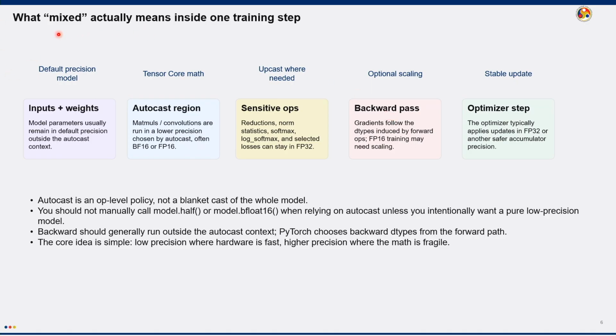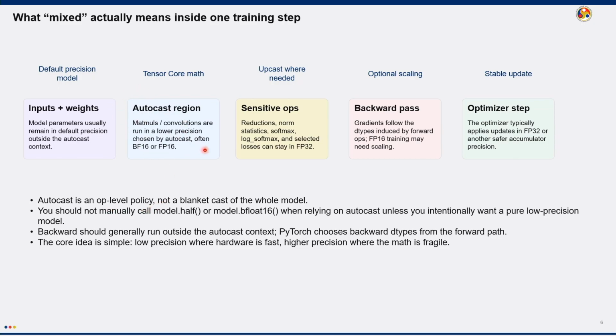Okay, so what does mixed precision actually mean inside the training step? We have the input plus weights. The model parameters usually remain in default precision outside the autocast context. Autocast is the way to go for mixed precision, as an operation-level policy.